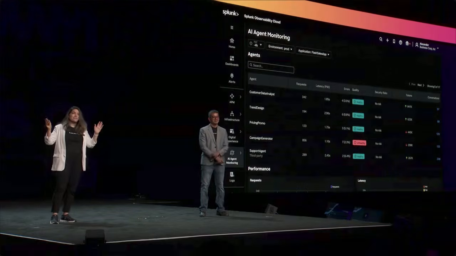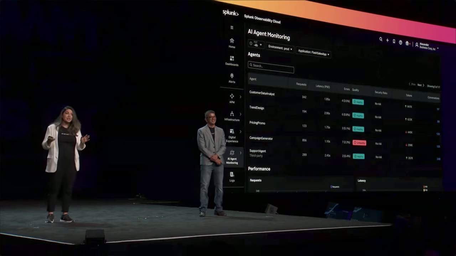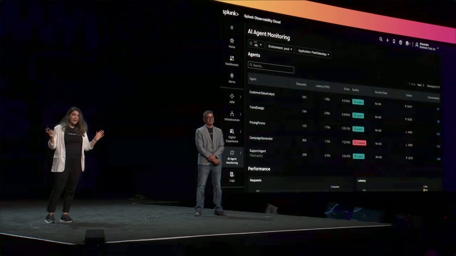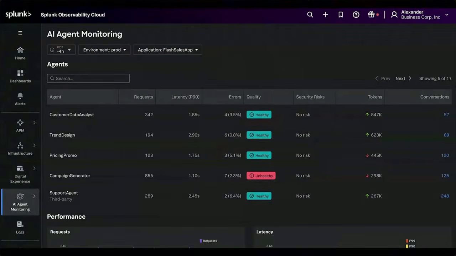Here's me again, your favorite SRE at the Splunk t-shirt company, and we have just launched a flash sales campaign that we built with multiple agents with agent-to-agent interactions. In fact, I'm on call for this, and I just got paged for an issue with my application. So I come here to the AI agent monitoring view. I see all of my different agents. I see operational metrics for them. I also even see evaluation scores for quality metrics, such as accuracy and coherence.